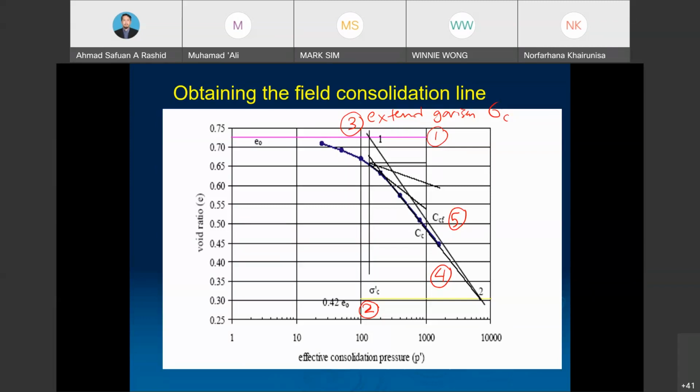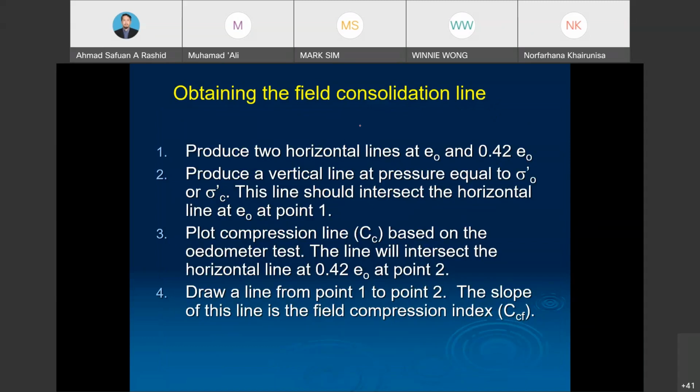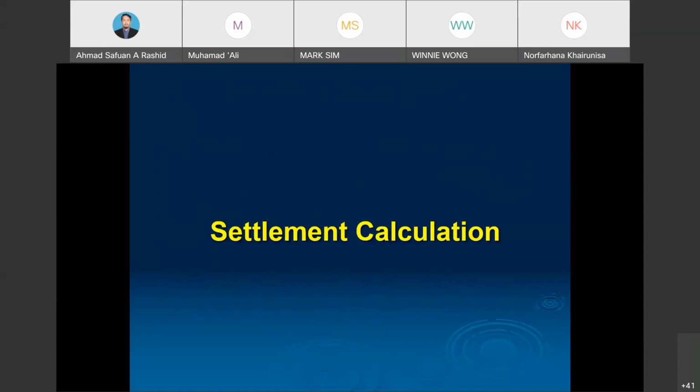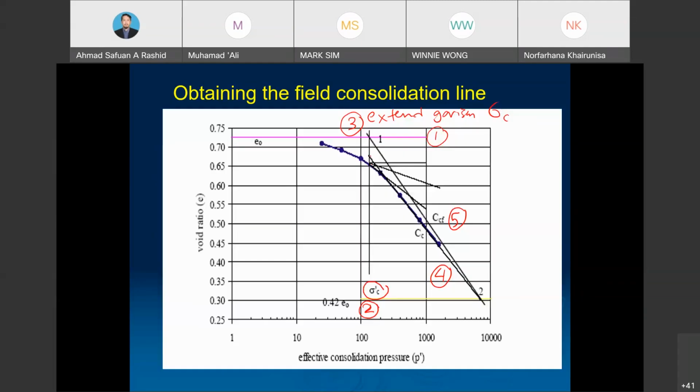We already have the sigma C here. Then we extend the line for sigma C until it meets the first e naught line. That is procedure number 2. Next, plot the compression line CC based on the odometer test. The line will intersect the horizontal line at 0.42 e naught at point 2. So we plot the CC graph from the odometer until it meets the 0.42 e naught line.